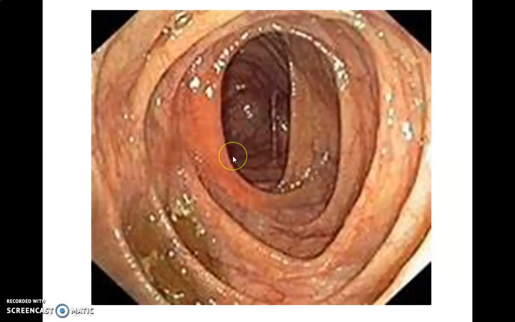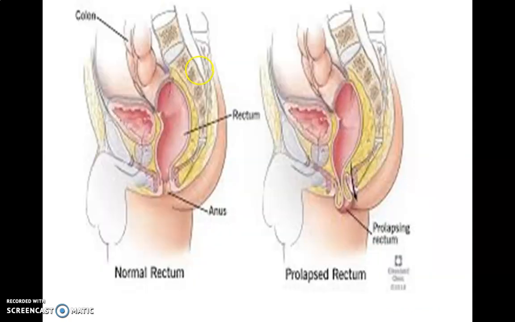In this we can visualize the interior and walls. It reveals any ulcer, growth or diverticula, and taking of a rectal biopsy can be done by this scopy.